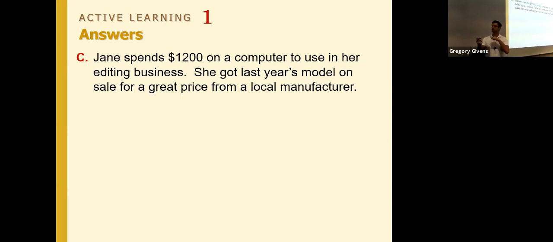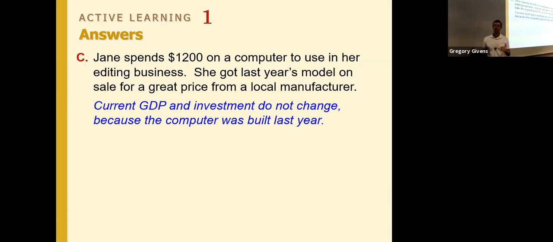And so Neff, how do we account for that in our GDP statistics? So equipment investment goes up by 1,200, but when she purchases this good, inventory investment falls by 1,200. And so the net effect on GDP is going to be 0. We want that to be the case because the computer was built last year. So the value of that computer, Neff, was counted towards GDP in the previous year as part of inventory investment because it wasn't sold yet.